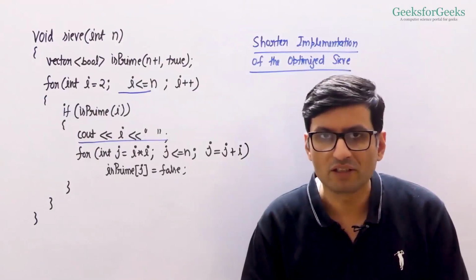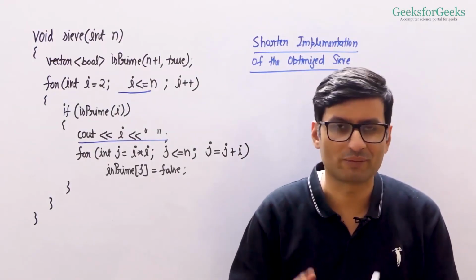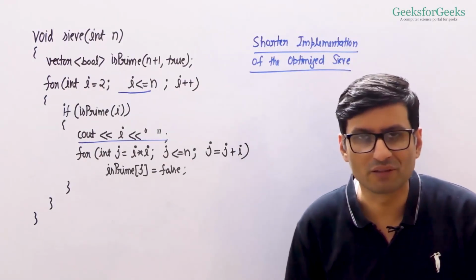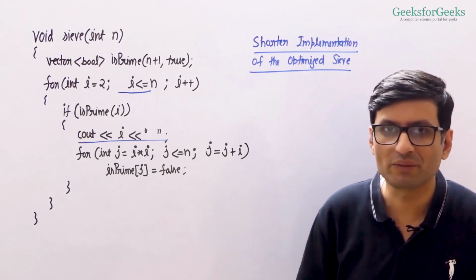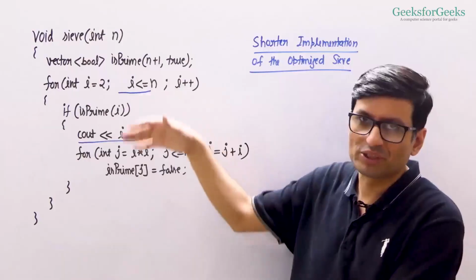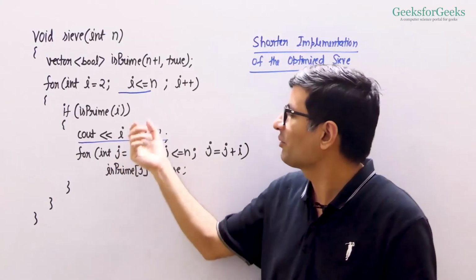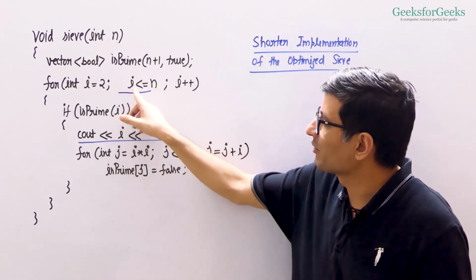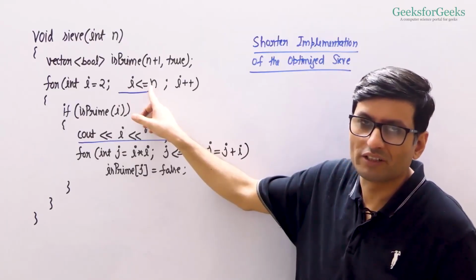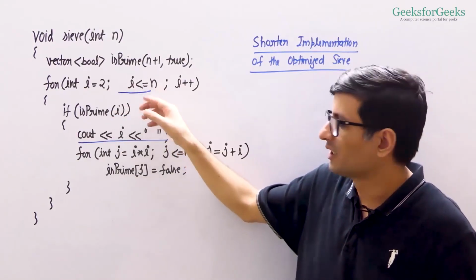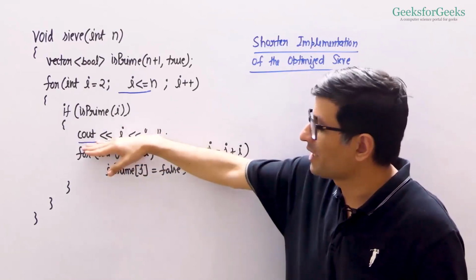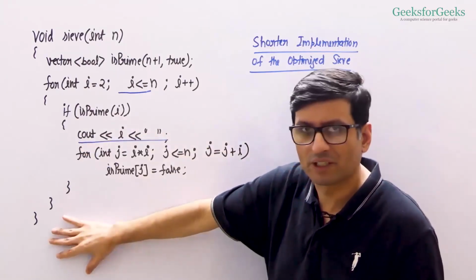Here is our final shorter implementation of the optimized Sieve. See, time complexity wise this solution is the same as the previous one. Performance wise it should also be the same. The only thing is we have reduced the code length. What we are doing now, we are running a loop from i equal to 2 while i is smaller than or equal to n. Earlier this condition was i into i smaller than or equal to n. So what are we doing inside this loop? We are printing i also. We have removed the separate loop.